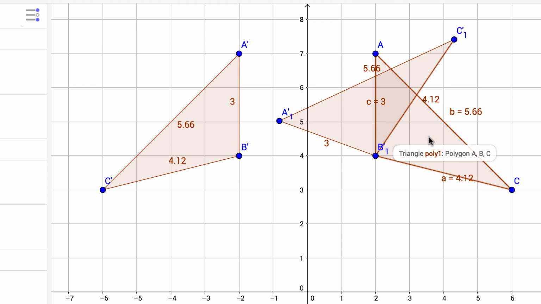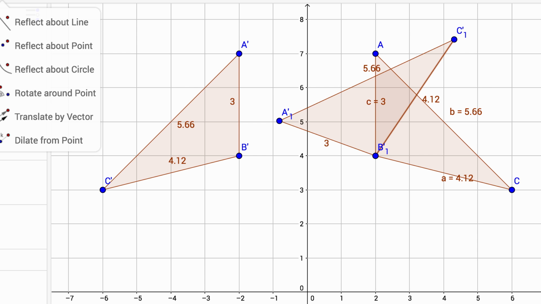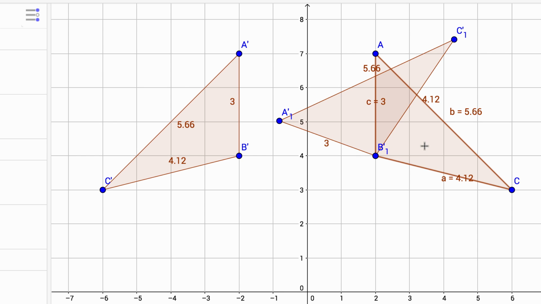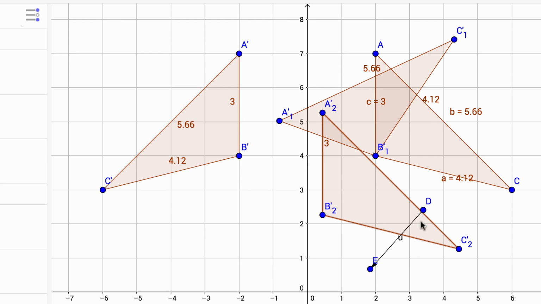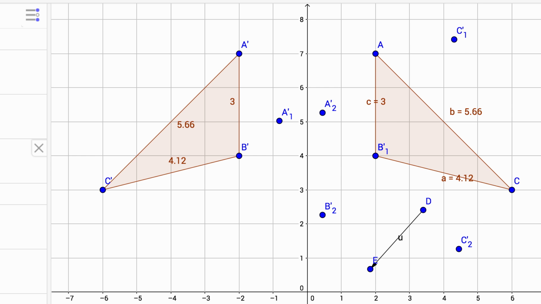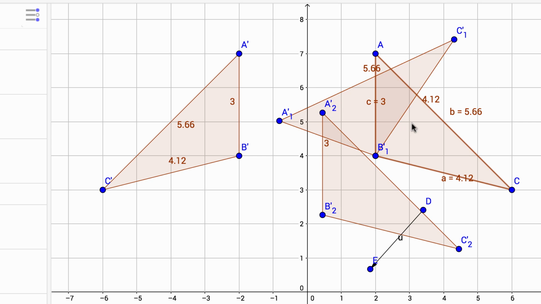And then obviously a translation, if you took this and just slid it downward. Is there an easy way to translate? I take this, I translate it. I don't quite know how to do that. Okay, let's try it like that. So I slide it down. Translation. So I took this and slid it downward, from this one to this one, and I check out the distance. It's still going to be 3, 4.12, 5.66.